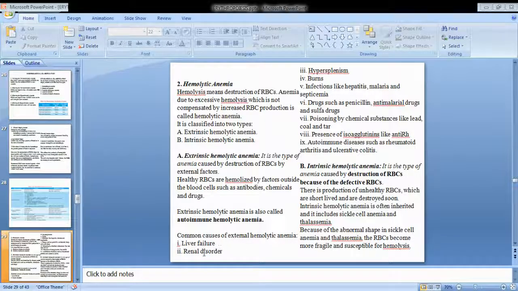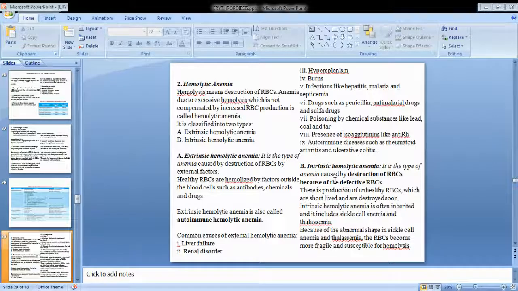They can be caused by liver failure, renal disorder, hyperthyroidism, burns. So burns also will lead to this condition. Infections like hepatitis, malaria, septicemia, drugs like penicillin, anti-malarial drugs and sulfa drugs, poisoning by lead, coal or tar, presence of isoagglutinin like anti-Rh, and some autoimmune diseases also will lead to this extrinsic hemolytic anemia.